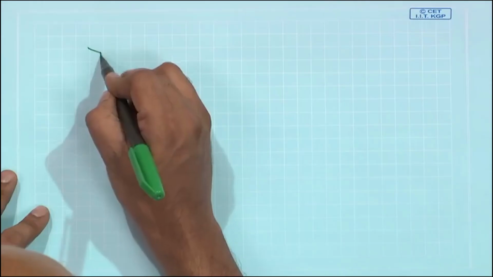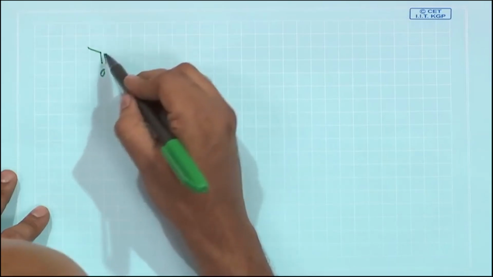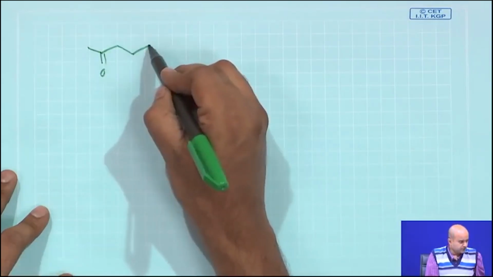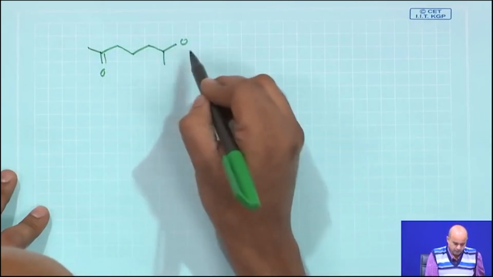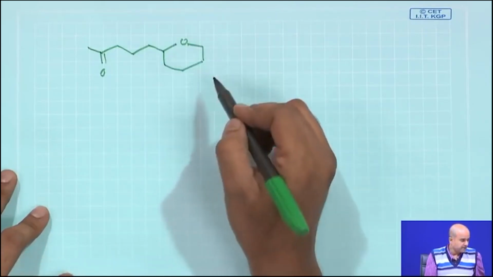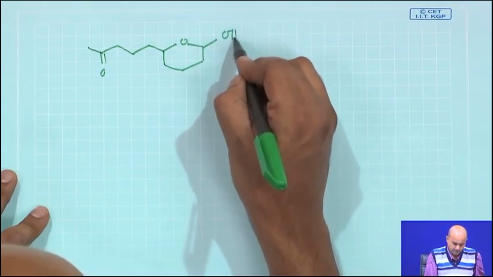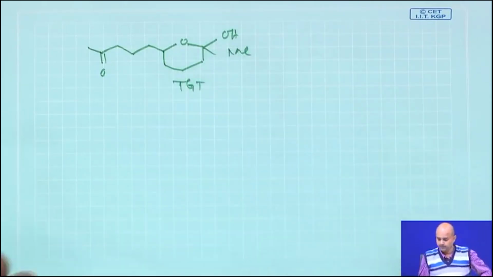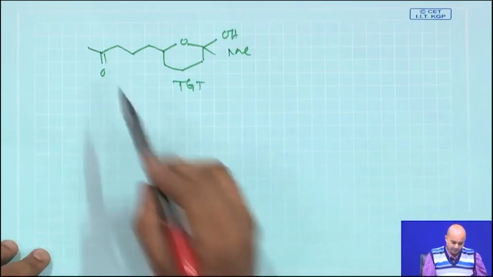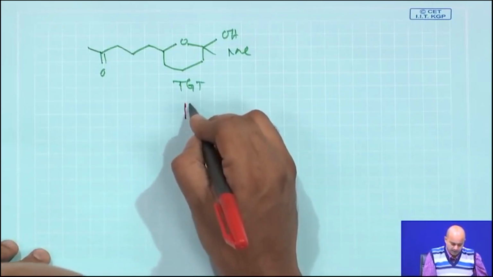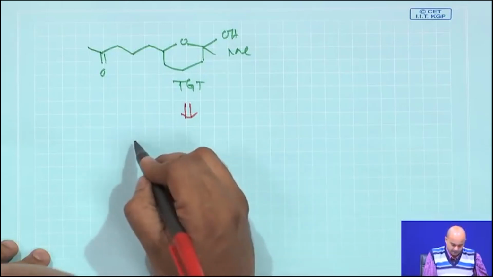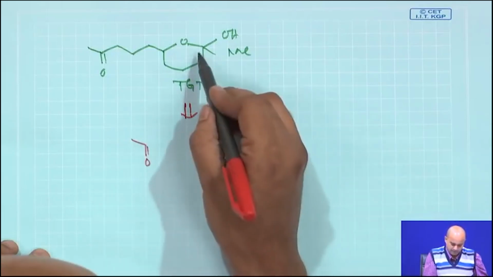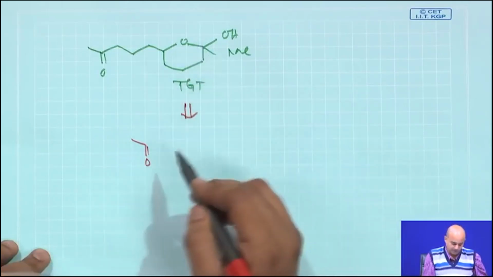Now, coming to a similar problem, we will discuss another problem. This is also a protecting group based strategy. The compound given to you is a target molecule having this structure. If you closely analyze the structure, you will find that it is basically a cyclic acetal. So, what do you do?